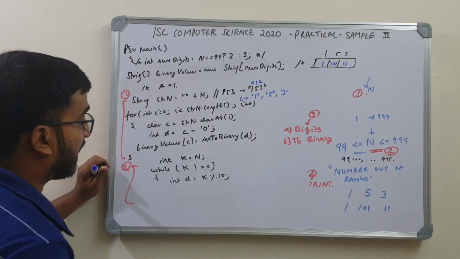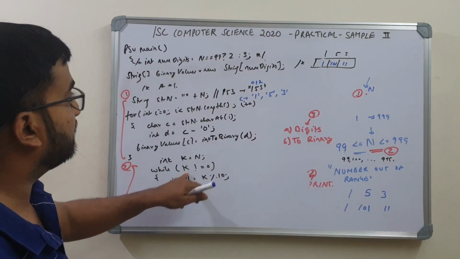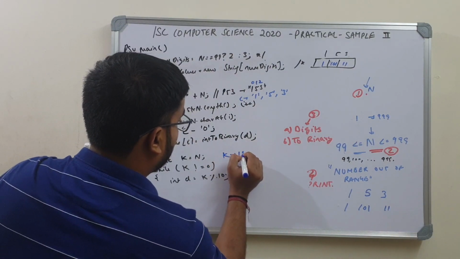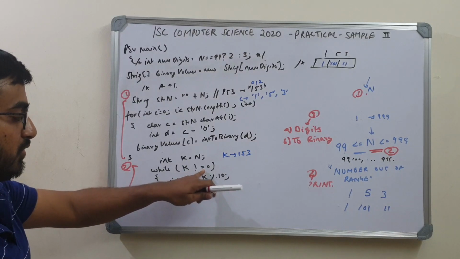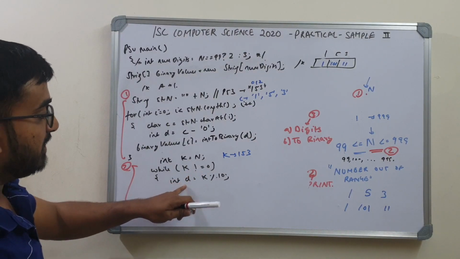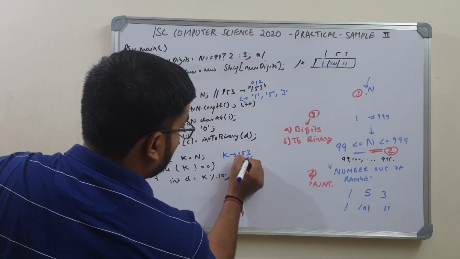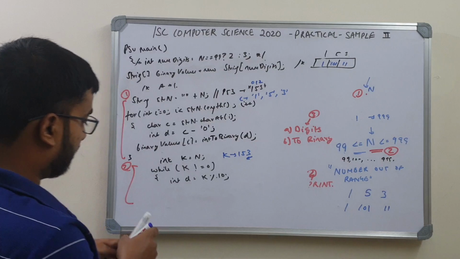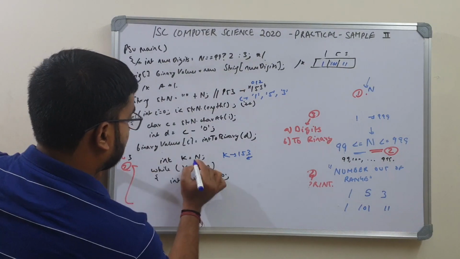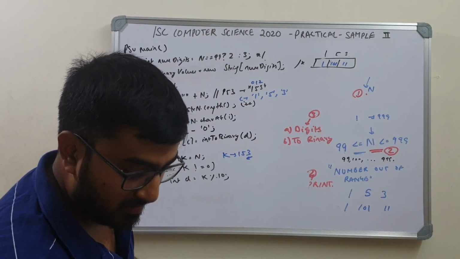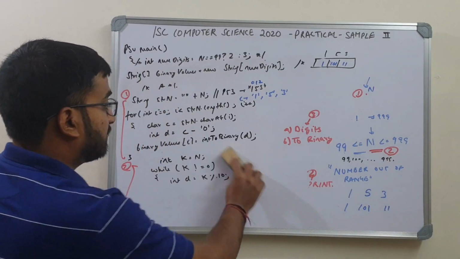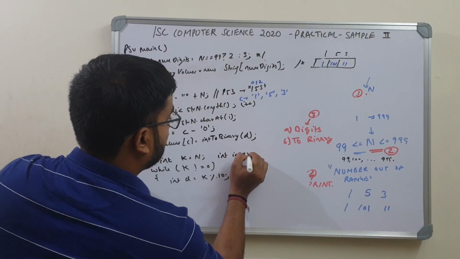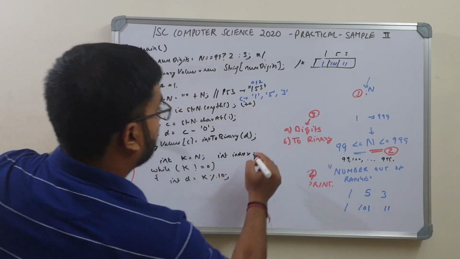Since this will give me the last digit, for example, if you begin with k as n, so k becomes 153. When k is not equal to 0 is true. When you take d as k percent 10, you get 3. So you start getting the digits in the reverse order. So what you have to do is take an index that points to the last position in the binary values array. So I'll say index equals num digits minus 1.